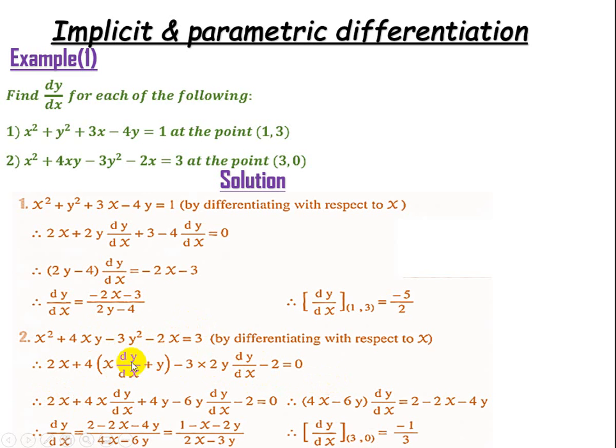2x plus 4x dy by dx plus 4y minus 6y dy by dx minus 2 equals 0. Taking dy by dx as a common factor, the remainder is 4x minus 6y, and the other term is positive 2 minus 4y minus 2x. So dy by dx equals 2 minus 2x minus 4y over 4x minus 6y. If you take 2 as a common factor up and down and cancel it, it will be 1 minus x minus 2y over 2x minus 3y. After substituting the point 3 and 0, the final answer is negative 1 over 3.